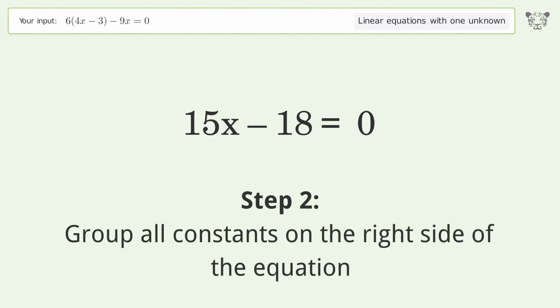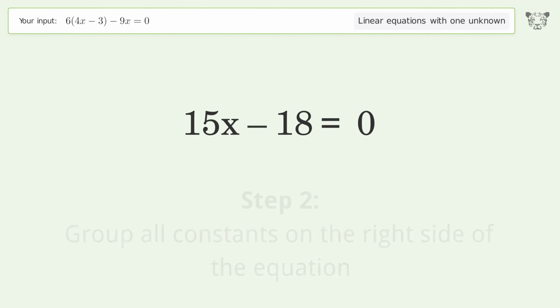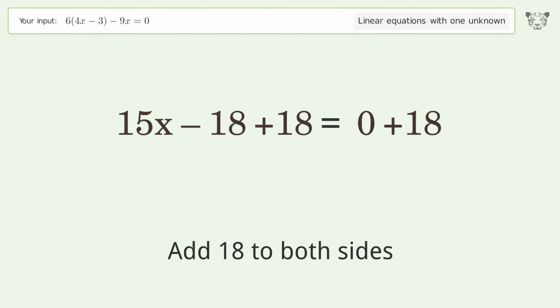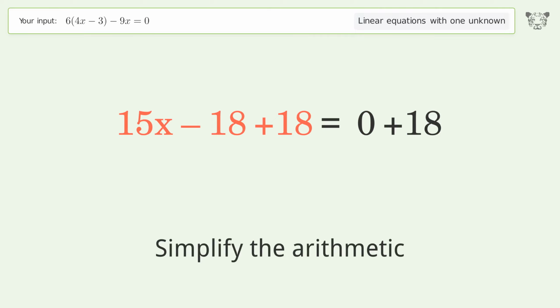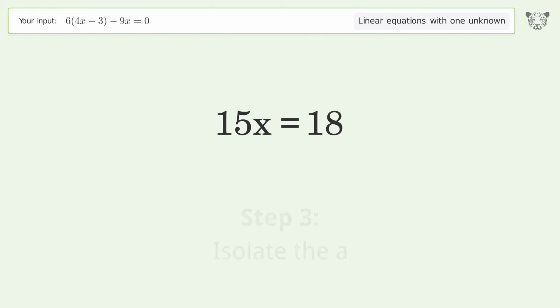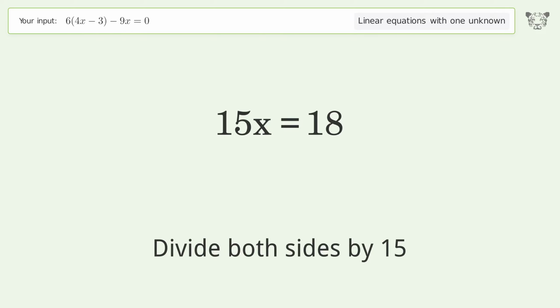Group all constants on the right side of the equation. Add 18 to both sides. Simplify the arithmetic. Isolate the x. Divide both sides by 15.